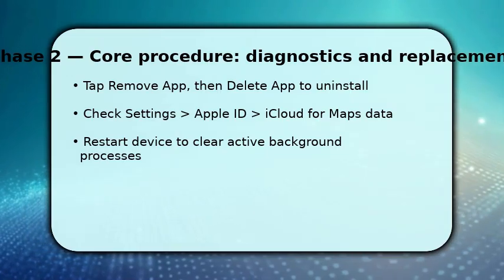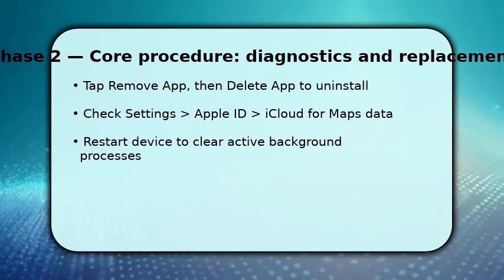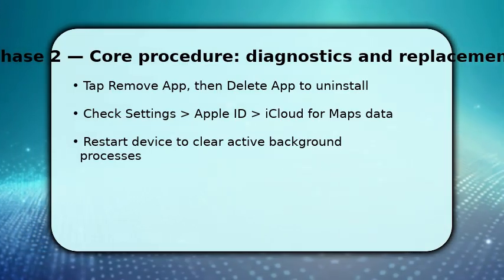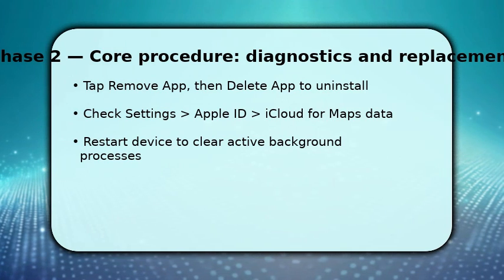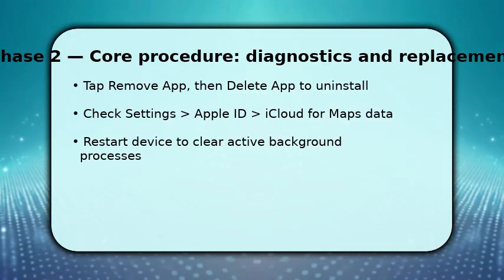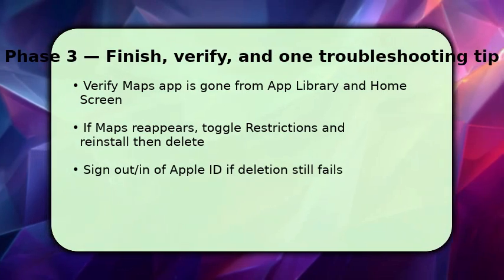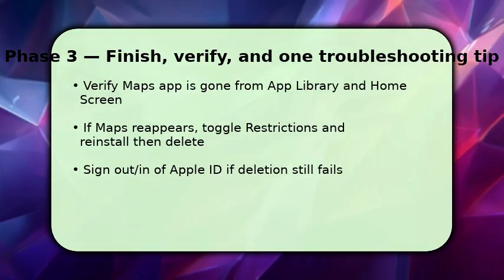After deletion, restart the iPhone to clear any cached background processes and ensure the system reflects the change. If you plan to replace it, install an alternative Maps app from the App Store now, since that restores navigation functionality. To finish, confirm Maps is removed from both the home screen and app library. Swipe or search to verify.